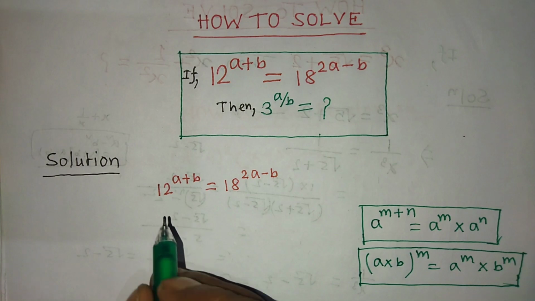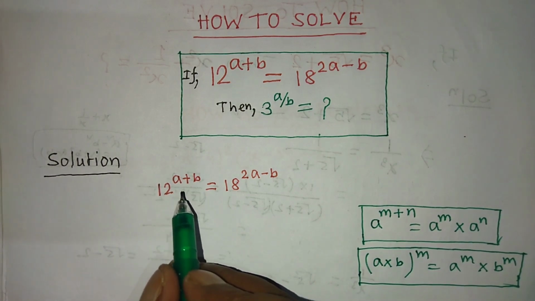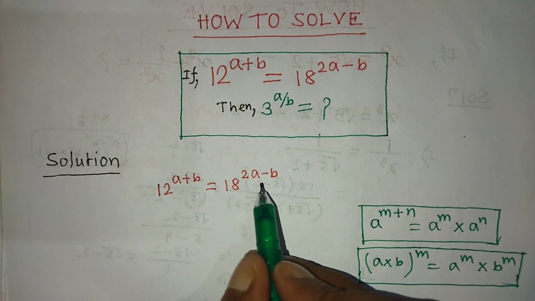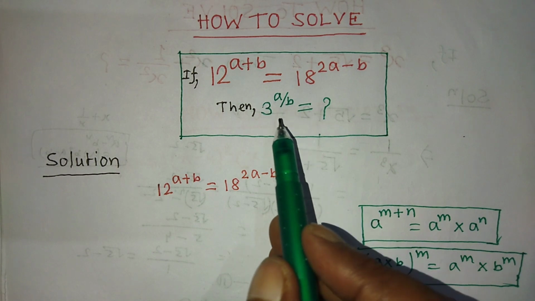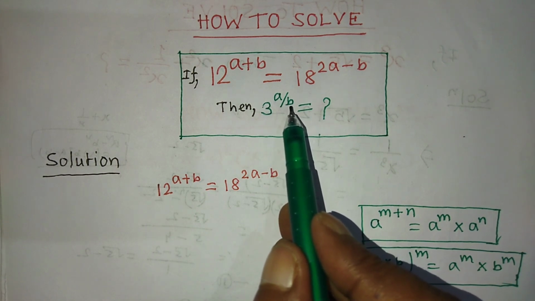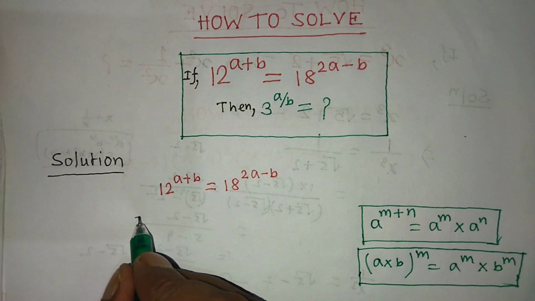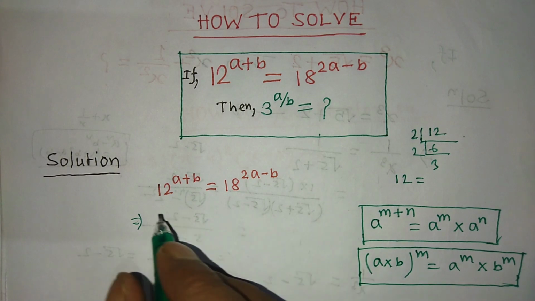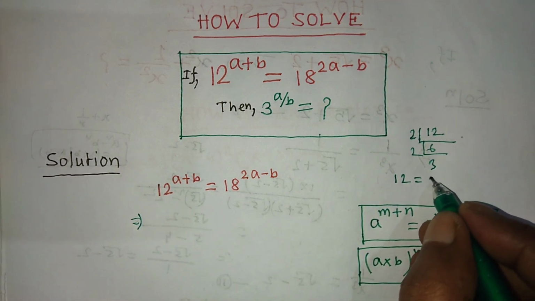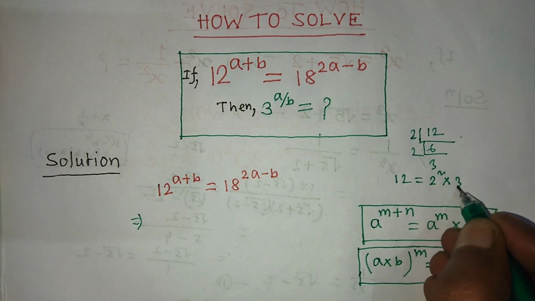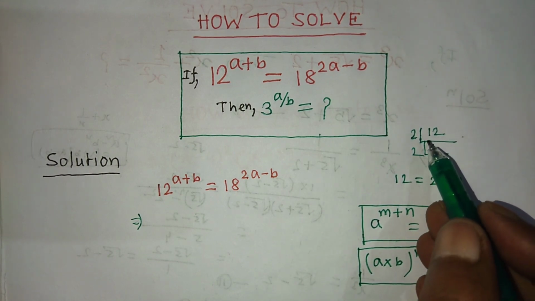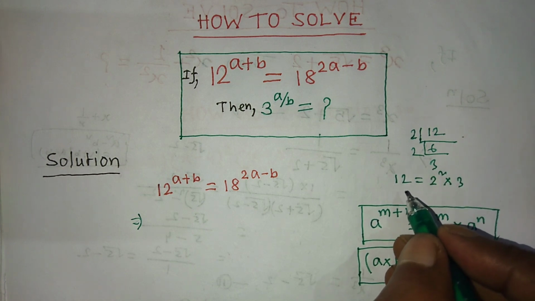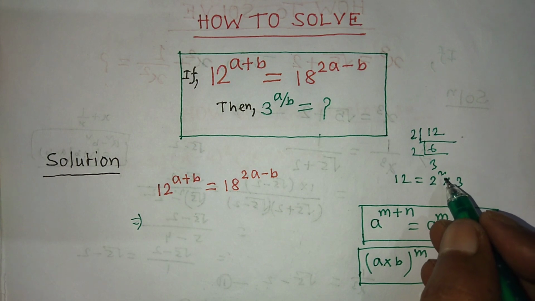So student, our given exponential equation is 12 whole to the power a plus b is equal to 18 to the power 2a minus b. To find the value of 3 to the power a divided by b, first of all we have to write 12 and 18 in exponential form. In the place of 12 we have to write 2 square into 3. If you do LCM, then we get 12 is equal to 2 into 2 into 3. That's why we can write in the place of 12, 2 to the power 2 into 3.